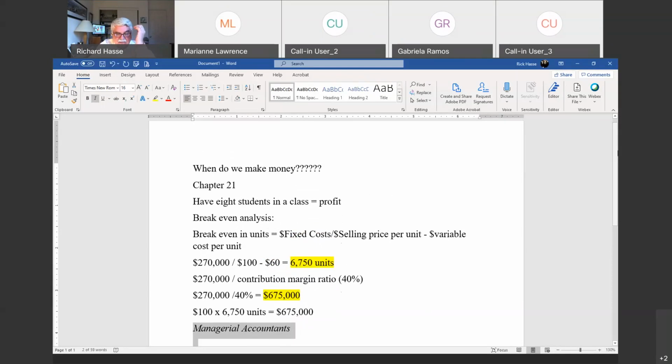When do we make money? And that's going to be a key question when you move on into other classes, and we'll talk about this more next week. Should I make an investment in an asset that produces a profit? But if I know my break-even point is too high, will I ever make a profit with this type of asset? Maybe I better figure out something else.